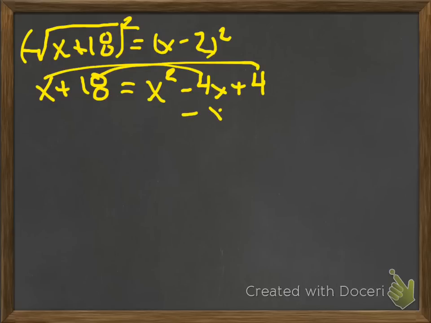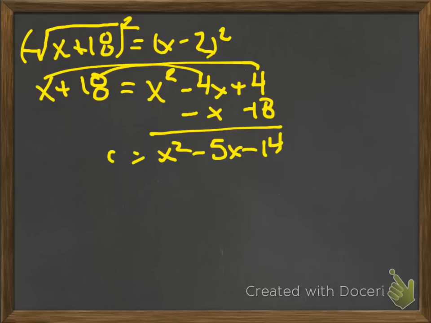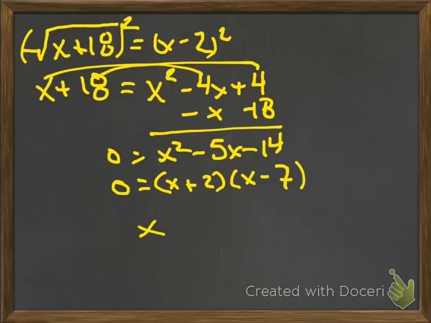Then move your x over, move your 18 over, because we want everything on the same side as the x squared, because this is a quadratic function. You get x squared minus 5x minus 14. Do your parentheses, minus minus is plus minus, and it would be 2 and 7. And then the opposite of that would be x is equal to negative 2, x is equal to positive 7.